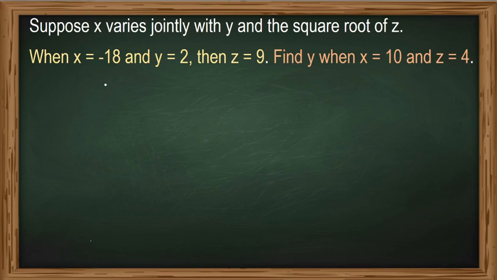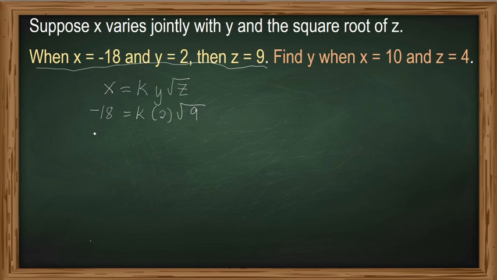Remember that the dependent variable is always mentioned first. Varies jointly: x equals k with y and the square root of z. Then, after that, we determine the value of k. So, we need to substitute the first set of given values. So, when x is equal to negative 18, copy k, y is equal to 2, and z is equal to 9. Do not forget to copy the square root sign.